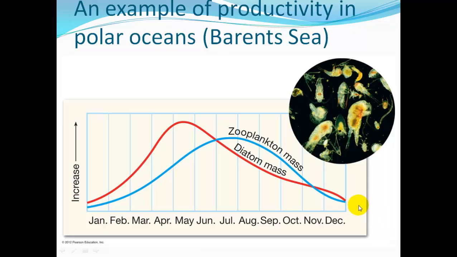Okay, so in a polar ocean, here we're going to look at productivity in the polar ocean. And we find first the diatoms, which are going to be the food for the zooplankton. The mass of diatoms in the winter is very little, but as the seasons change in the spring, there's going to be a peak of diatom mass in the polar ocean around May. And that's when the zooplankton really start to thrive, and their peak is going to be towards the summer.